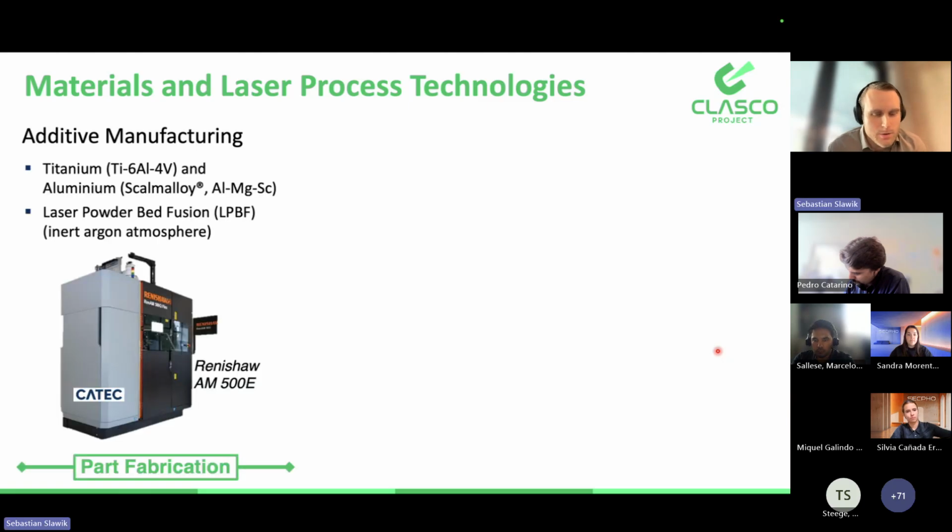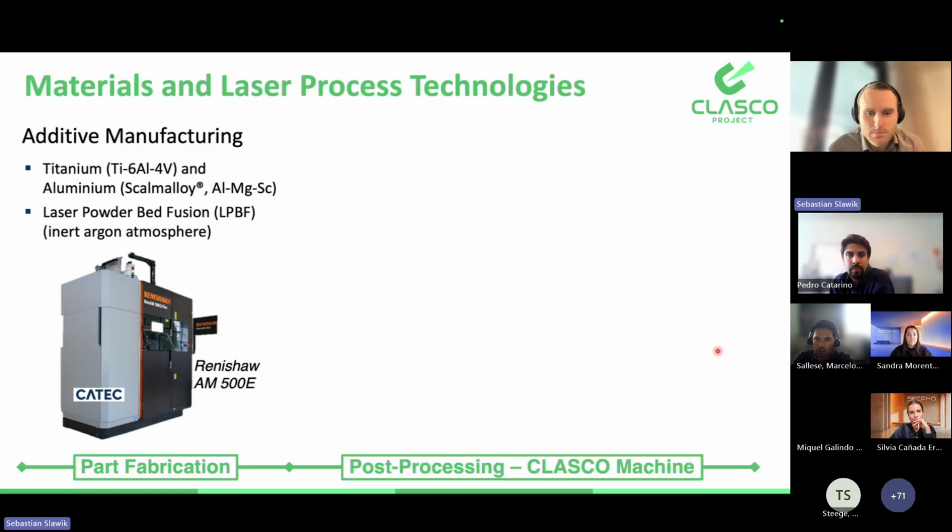As I said, our 3 processes consist of first the part fabrication. It is selective laser melting or laser powder bed fusion in an inert argon atmosphere. We produce titanium and aluminum alloys there. Afterwards, we have the post-processing.